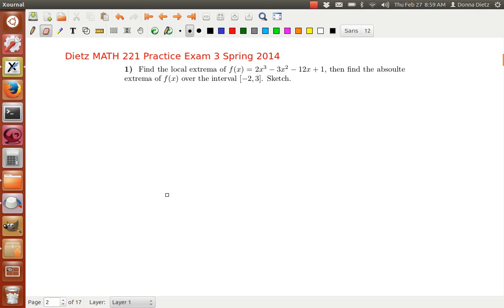Anyway, it says find the absolute extreme over the interval. So you're going to have to consider any extrema that are local, and then you also have to find what the endpoints are, collect all that up in a chart, and then go from there. Okay, so let's do it. So take the derivative.